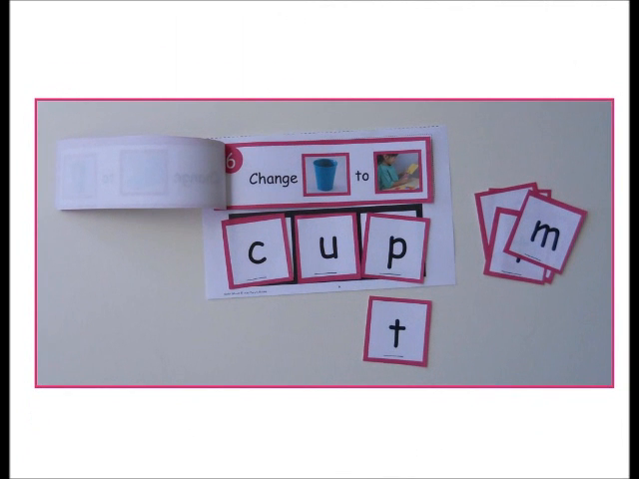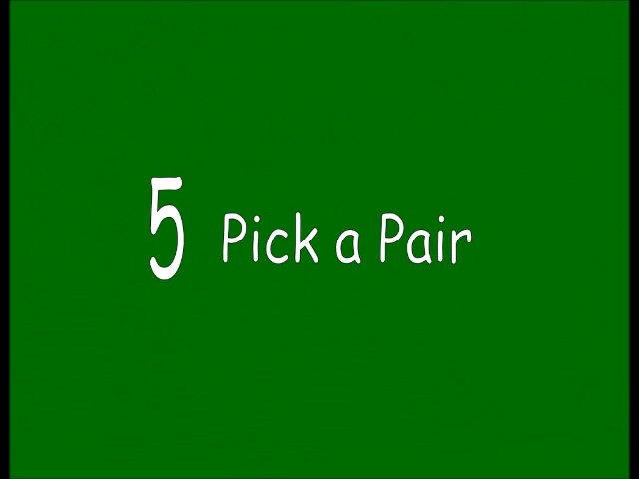And this is the way it might look when you put it all together. You can see I've stapled the task cards at the top. They just flip through them, and there's a little mat at the bottom portion where they're going to be placing their letter tiles. Now, a fifth activity you can do then is called Pick a Pair.